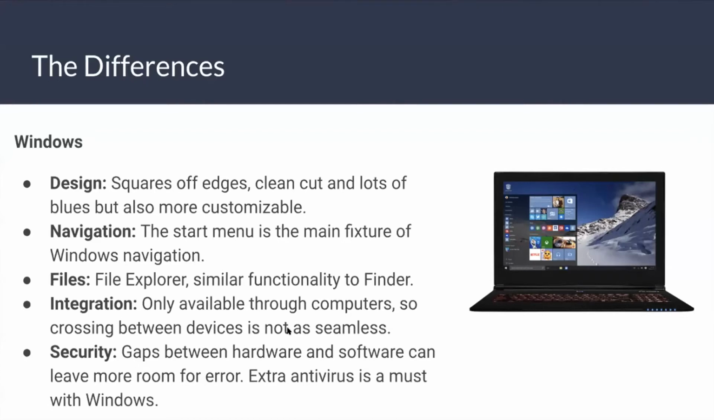And then for security, there are a few gaps between the hardware and software, and that can leave a bit more room for error, which means that extra antivirus may be needed and is usually necessary with Windows devices. Though if you aren't comfortable with having a third-party application running on your computer, there's also Windows Security, which is a part of its system, and it can be easily enabled, which we can also walk you through in the breakout rooms if you are interested.